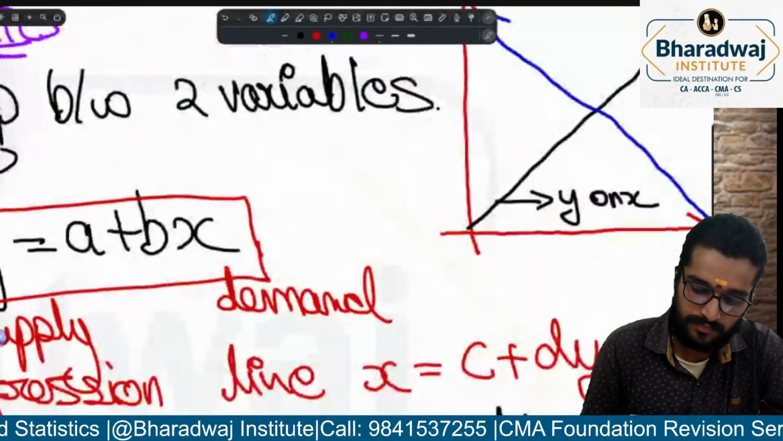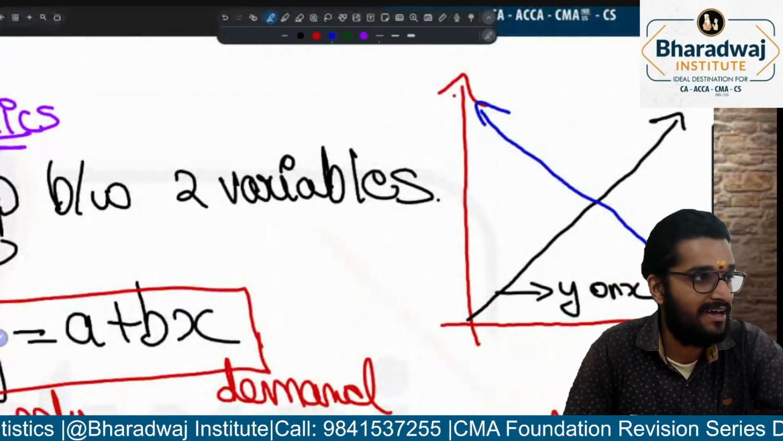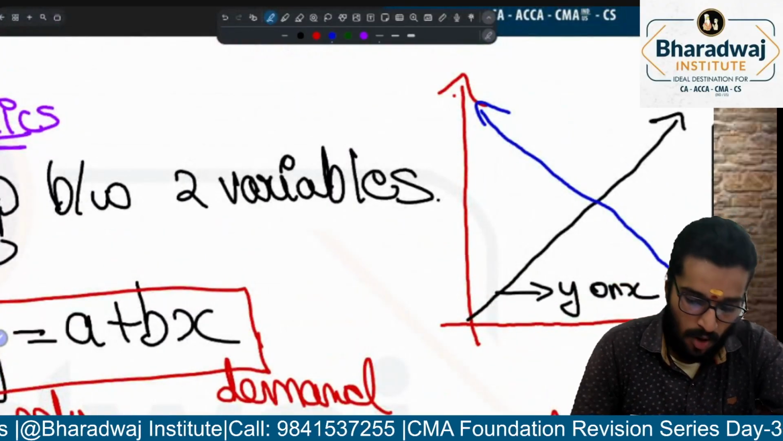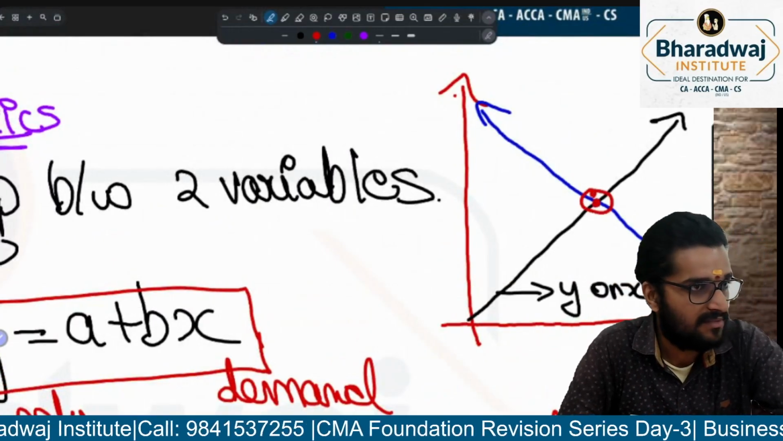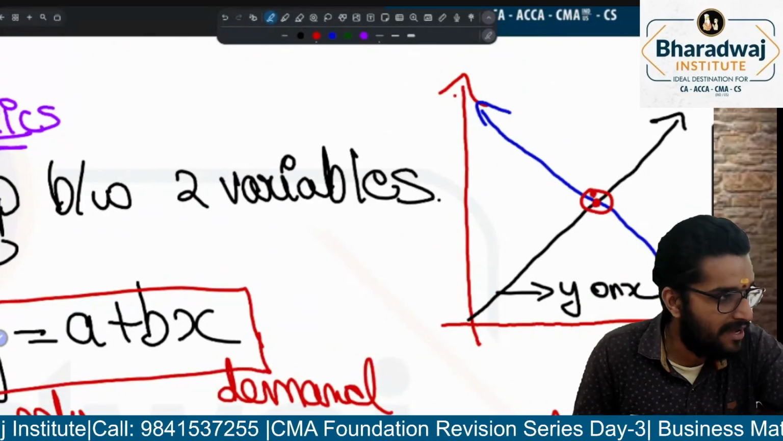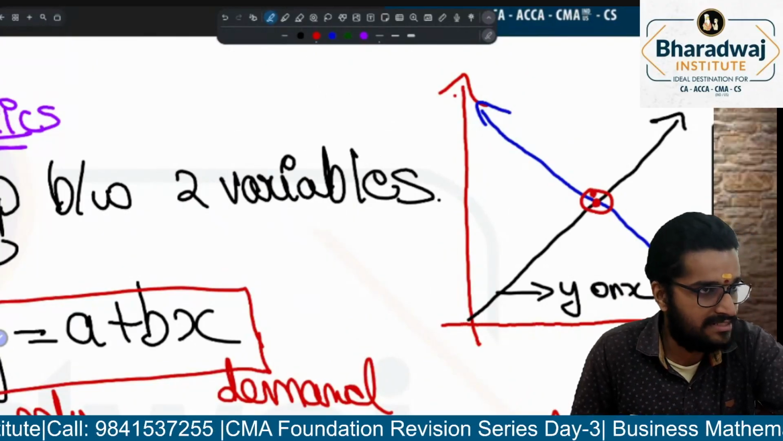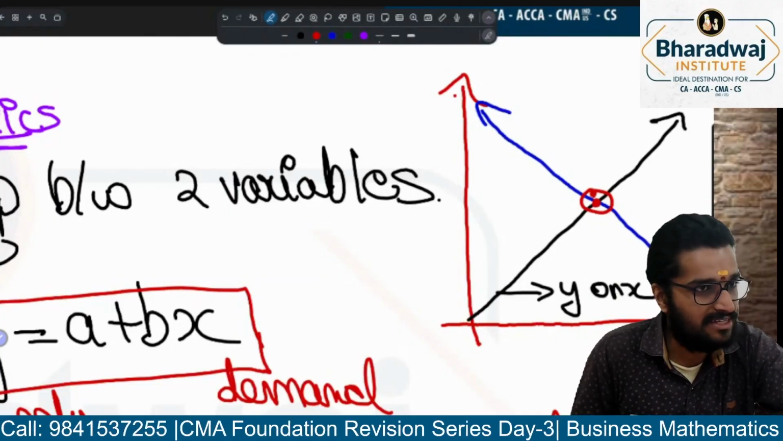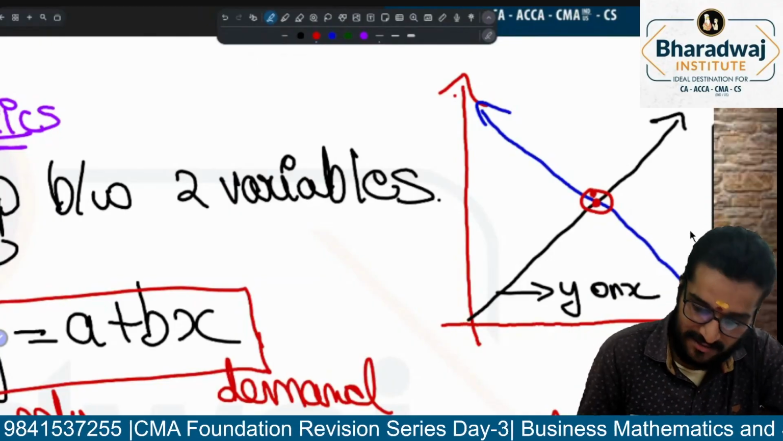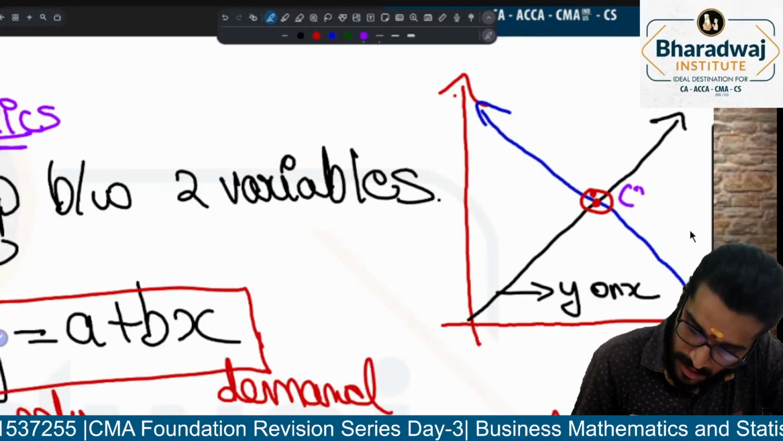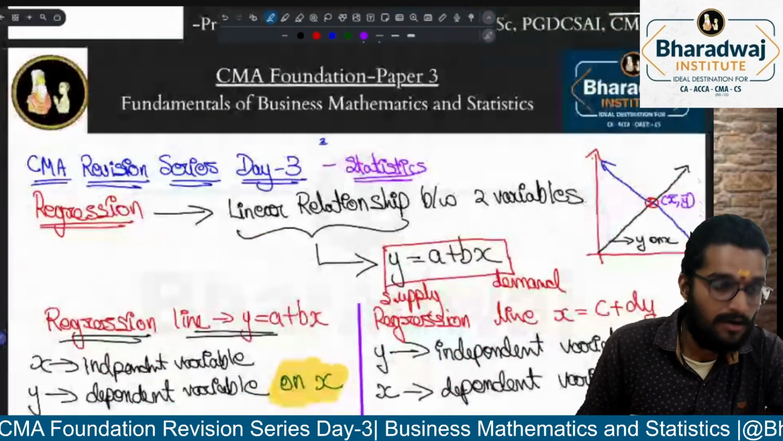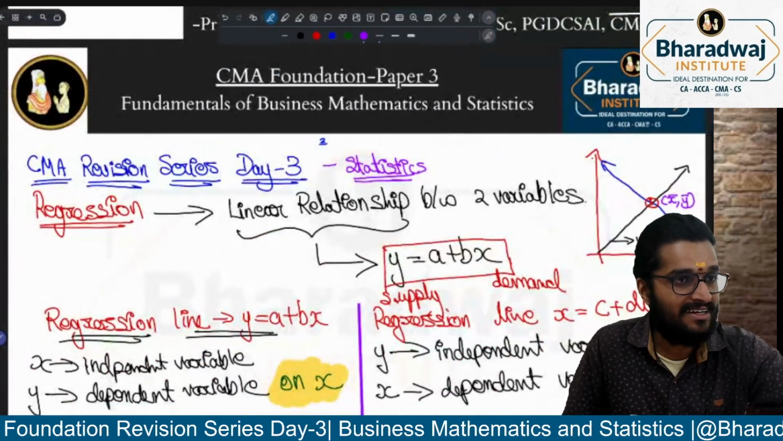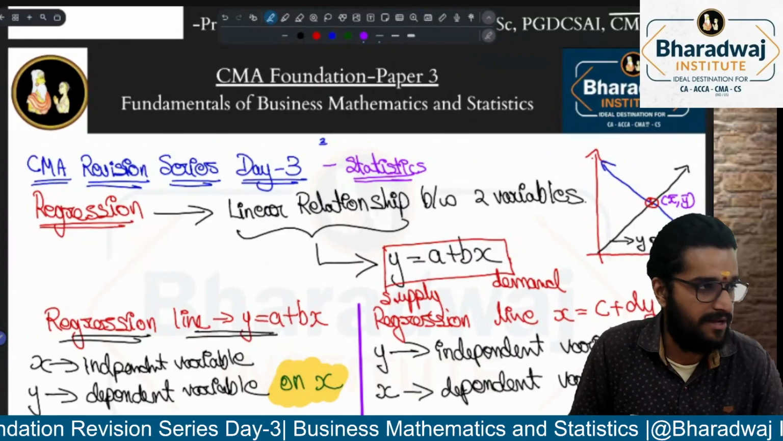Now these two were lines, right? Obviously these two lines will intersect at a point, at an x and y. That x and y is nothing but the common point for both the lines, which is x bar comma y bar. So what does it mean? Two regression lines intersect at arithmetic mean.